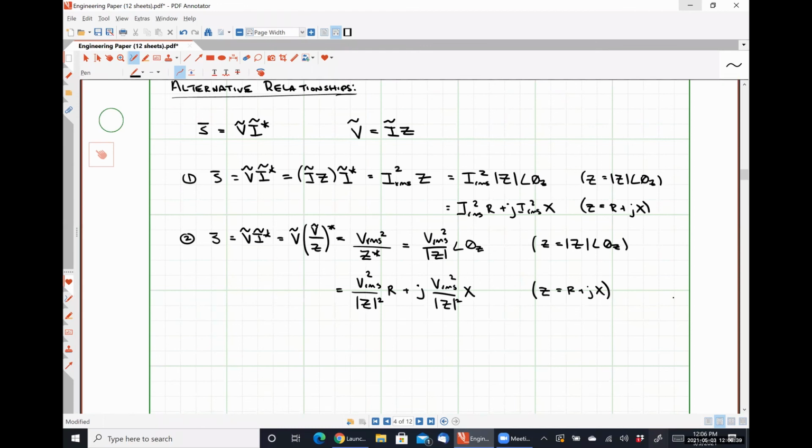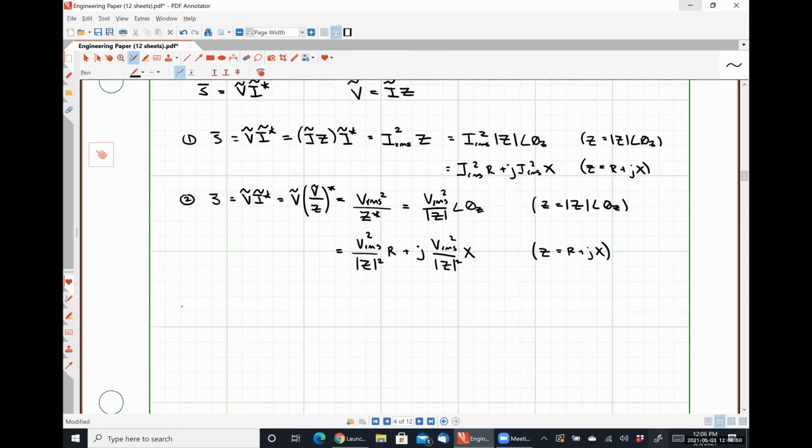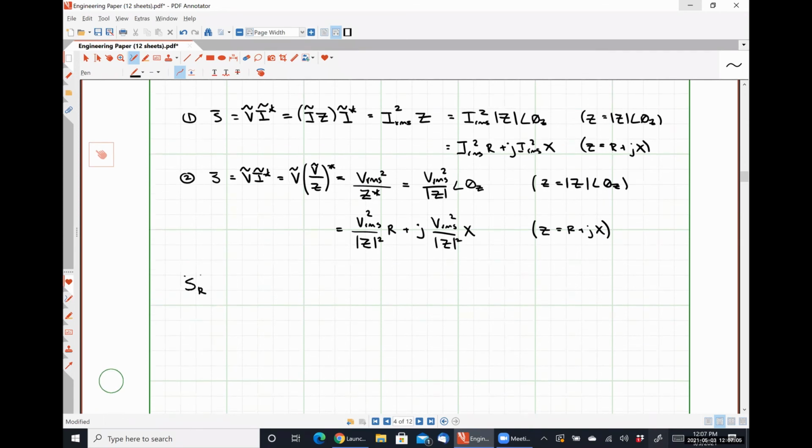So the last thing that I want to introduce to you today is that we can develop some relationships for resistors, capacitors, and inductors explicitly. Okay, so for a resistor, S sub R, since we know that a resistor has an assumed positive value for the resistance and a 0 value for the reactance, we know that the imaginary part should be 0. And so we just have I RMS squared times R, or V RMS squared over R.